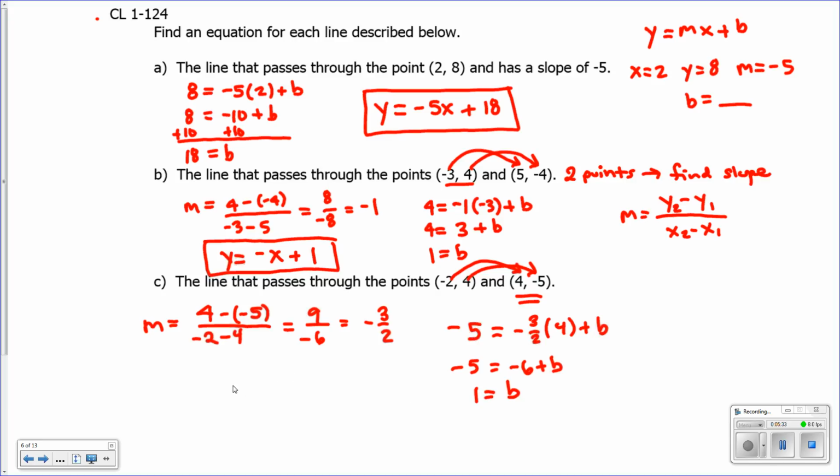Let's put it all together. We're going to have y equals -3/2 x plus 1. That is our third equation from problem 1-124.